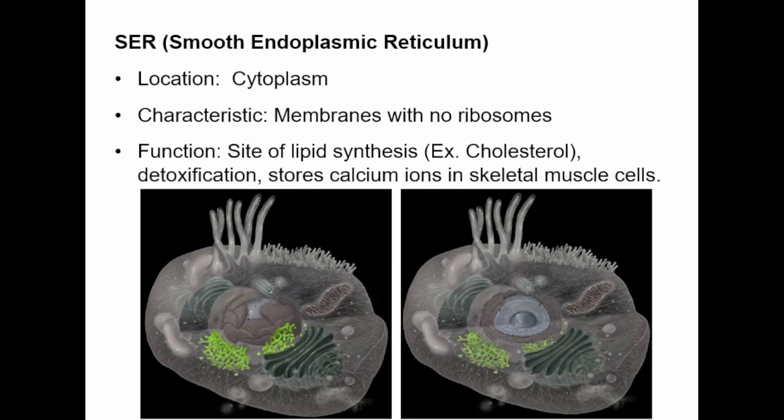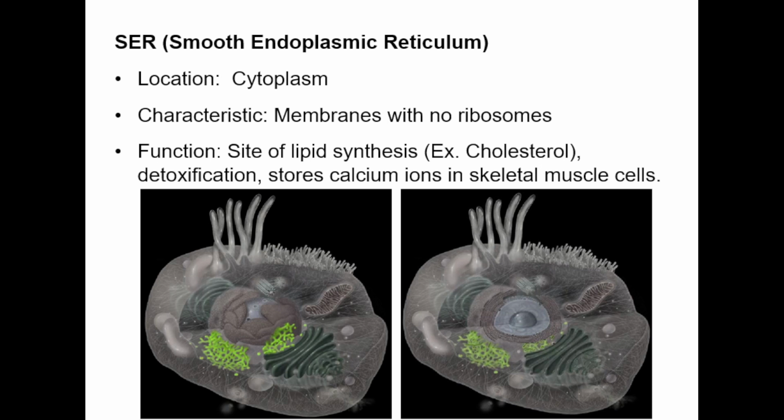Next is the smooth endoplasmic reticulum. Again, located in the cytoplasm, as you can see here. Usually after the rough endoplasmic reticulum, that's where you will find your smooth endoplasmic reticulum. They are described as tubular and smooth appearing because they have no ribosomes. They function naman for lipid synthesis. So they produce your cholesterol and other lipids.